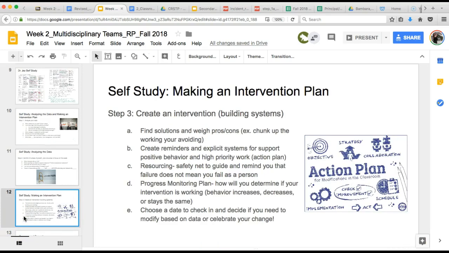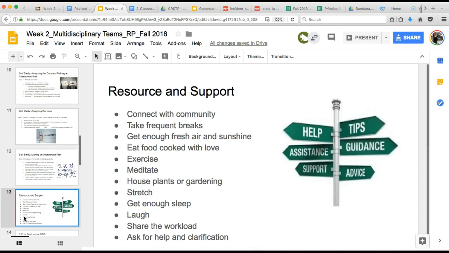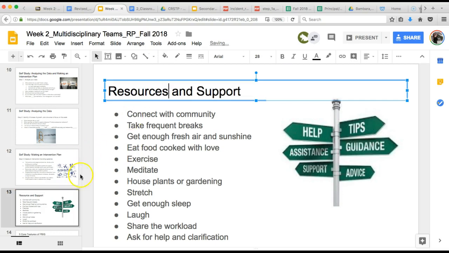We talked about the intervention plans and making sure that you have all the systems in place to make sure that your intervention is actually working. We talked about some possible resources and support. Actually, that should say resources and support.